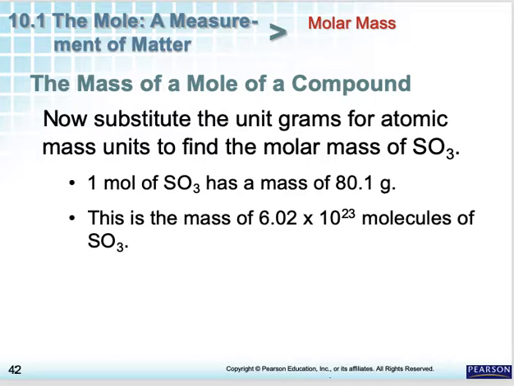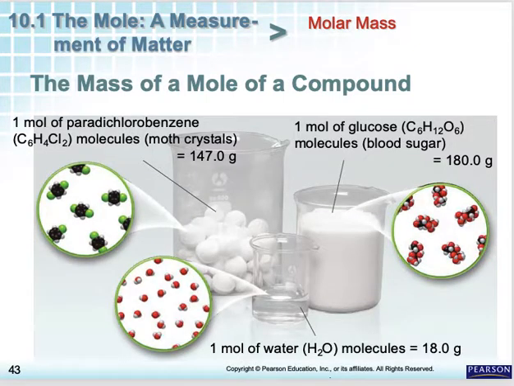So 1 mole of sulfur trioxide would have a mass of 80.1 grams, and it would have exactly 6.022 times 10 to the 23rd molecules of SO3. Chlorobenzene is what we find in mothballs, and it has a mass of 147. And we have water molecules, and we have glucose, and each of these have a different volume, but they would have the same number of moles.